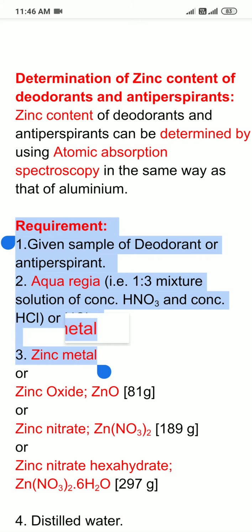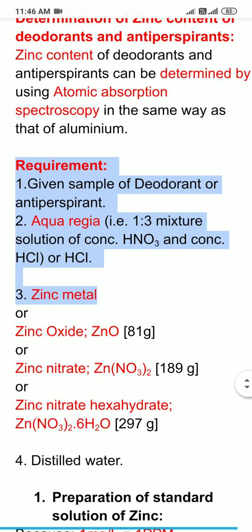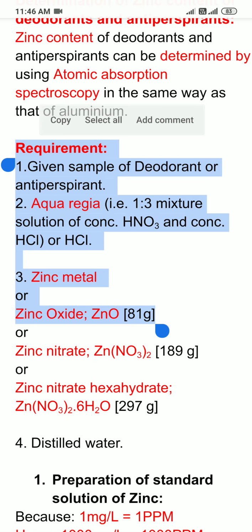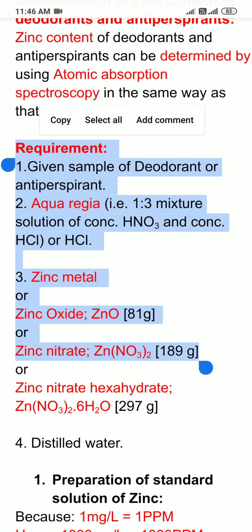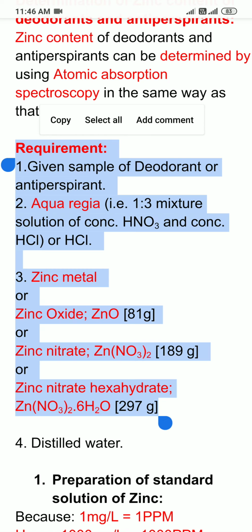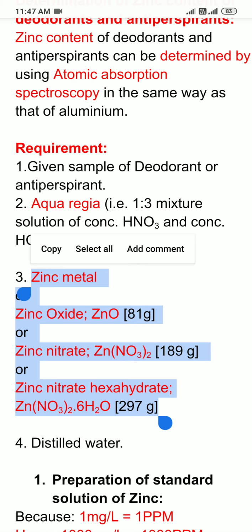And next we need to use zinc metal. In case of aluminum we used aluminum metal, so in this case we can use zinc metal, or we can use zinc oxide also to prepare standard solution of zinc. Zinc oxide has molecular weight 81 grams per mole, and we can also use zinc nitrate, whose molecular weight is 189 grams per mole. And if zinc nitrate is not available, then we can use zinc nitrate hexahydrate whose molecular weight is 297 grams. So we can use any of the four to prepare standard solution of zinc.